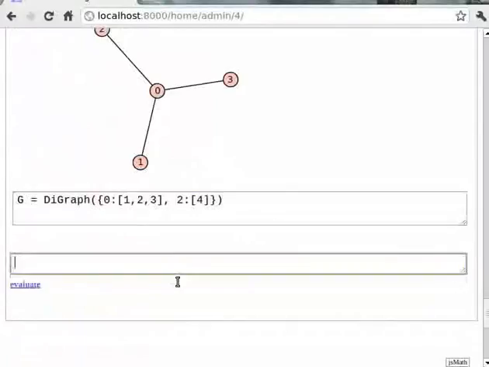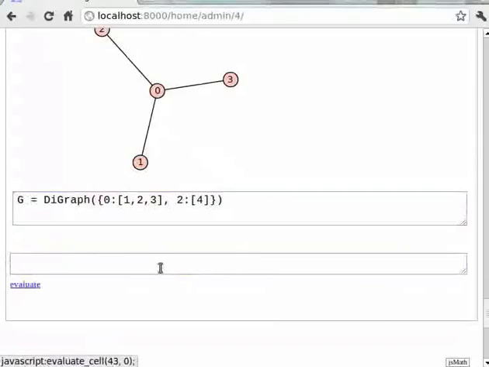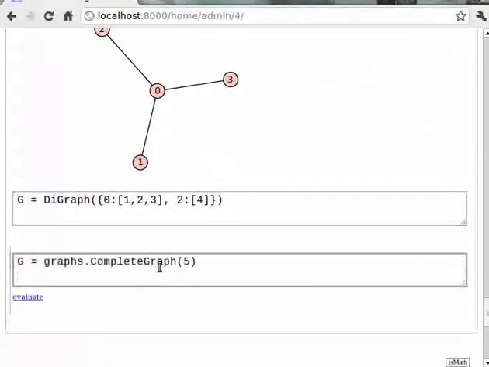Sage also provides a lot of graph families which can be viewed by typing graphs.tab. Let us obtain a complete graph with 5 vertices and then show the graph. So you can type G = graphs.CompleteGraph(5). Then type G.show().